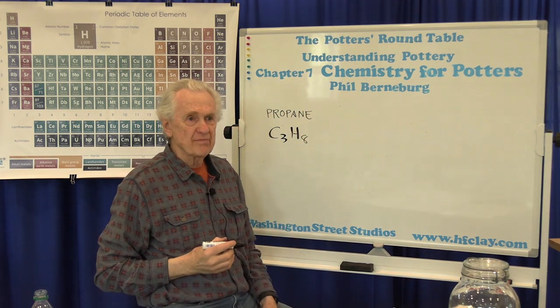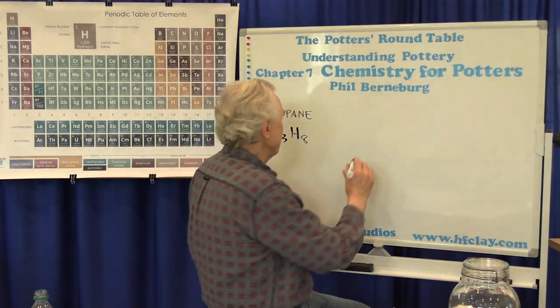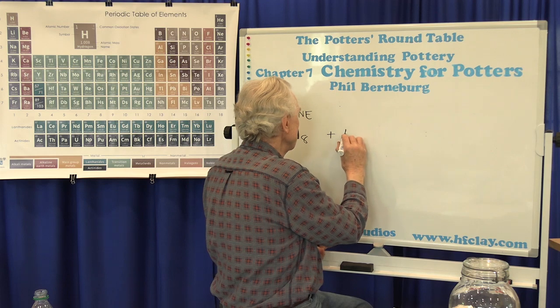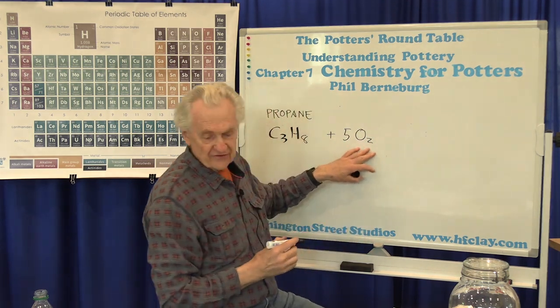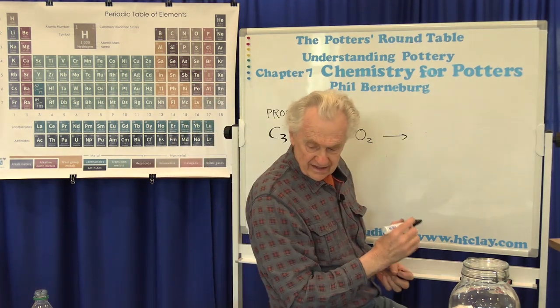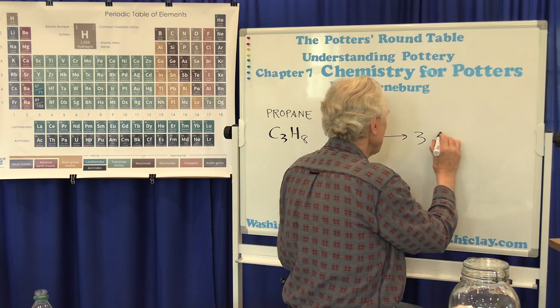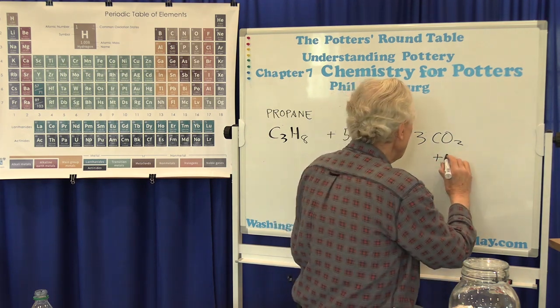Propane is a chemical compound, and it happens to be a gas. So there's the formula for propane. And if I combine that with 5 O2, that represents an oxygen molecule, and I heat it up, what I get is 3 molecules of carbon dioxide and 4 molecules of water.